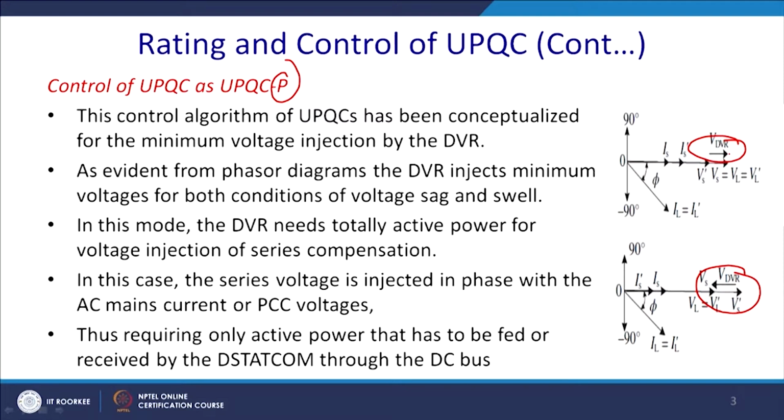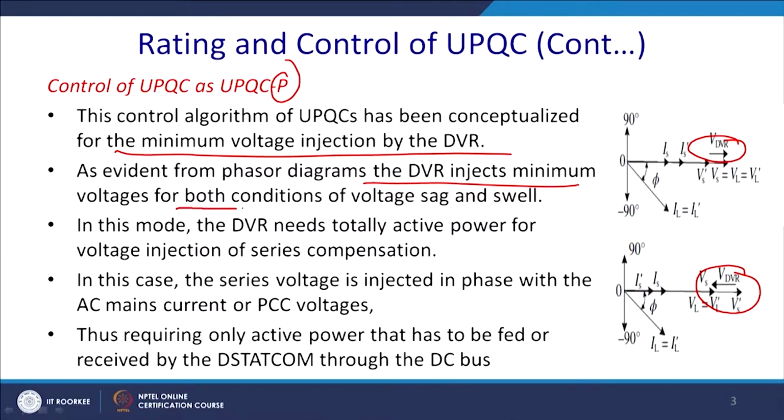The control algorithm of UPQC has been conceptualized for the minimum voltage injection by the DVR. So, it will inject voltage in phase. So, minimum injection is required and the rating can be lowered. It is evident from the phasor diagram that the DVR injects the minimum voltage for both the conditions of voltage sag as well as swell. So, this is basically for the voltage sag, where it will inject in phase, and this is for the voltage swell, where it will inject 180 degrees out of phase.